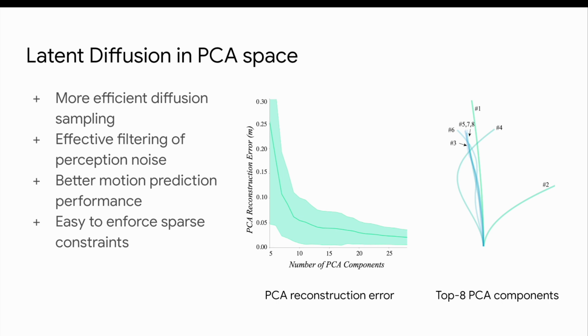We represent agent trajectories as their corresponding top 10 PCA components. Contrary to other signal modalities such as images, trajectories are naturally smooth and continuous, and can be effectively compressed with very few PCA components. A mere 10 PCA components can reconstruct the original trajectory to within 6 centimeters of reconstruction error. Using the PCA representation leads to more efficient diffusion sampling, effective filtering of perception noise, better motion prediction performance, and makes it much easier to enforce sparse constraints at inference time.